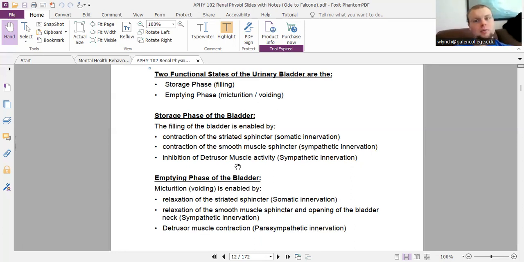And they are largely modulated by the sympathetic nervous system, except for in the case of the detrusor muscle, which is parasympathetically innervated. One of the few cases where a parasympathetic innervation is going to actually excite the process and cause something to contract.